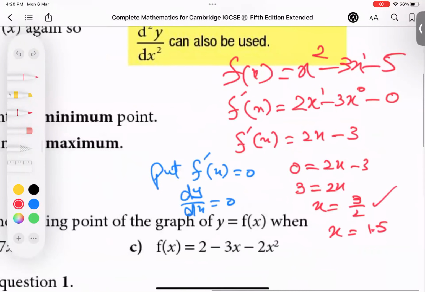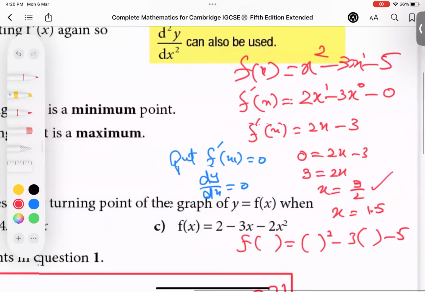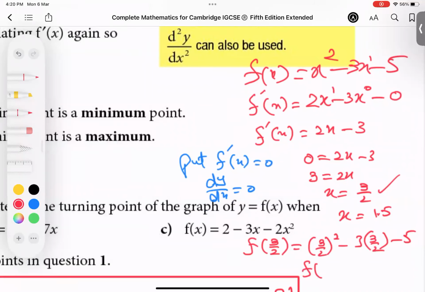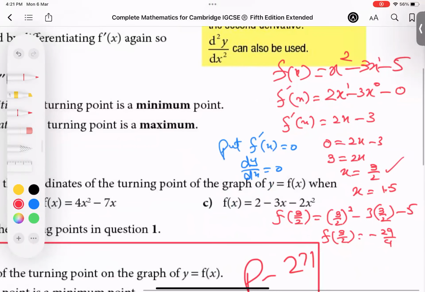So for the turning point, this x value I will plug into the top equation. Look at the way: every x is an empty space. So this 3/2 I'm going to plug in here, here, and here. And I'm finding the y coordinate. I'm simply typing in my calculator: 9 divided by 4, then minus 9 divided by 2, then minus 5. And I'm getting the answer negative 29 over 4. So the answer is 3/2 and negative 29 over 4.